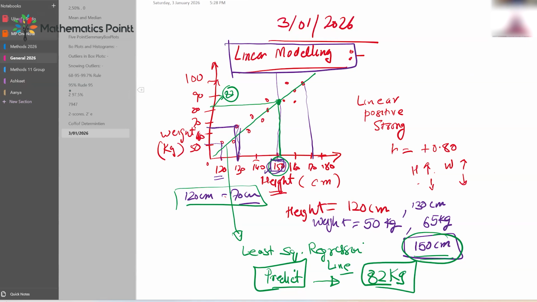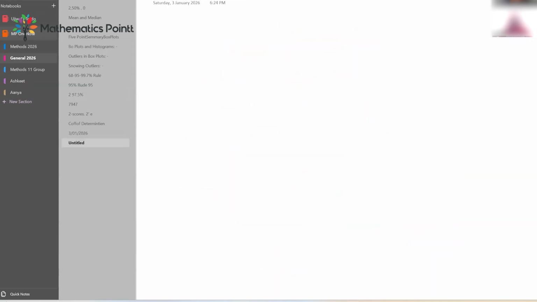Does that make sense? What is the use of the least square regression line? It helps me to predict the response variable based on the values of my explanatory variable, even if the data corresponding to that explanatory variable was not there in my original experiment. Making sense now? Yes, no? Cool. All right. Now, let's go to the next page.